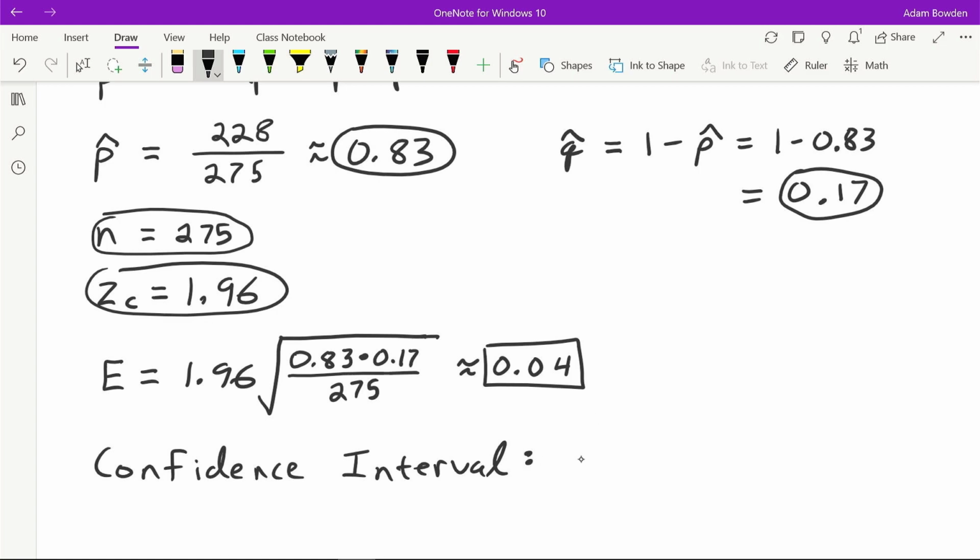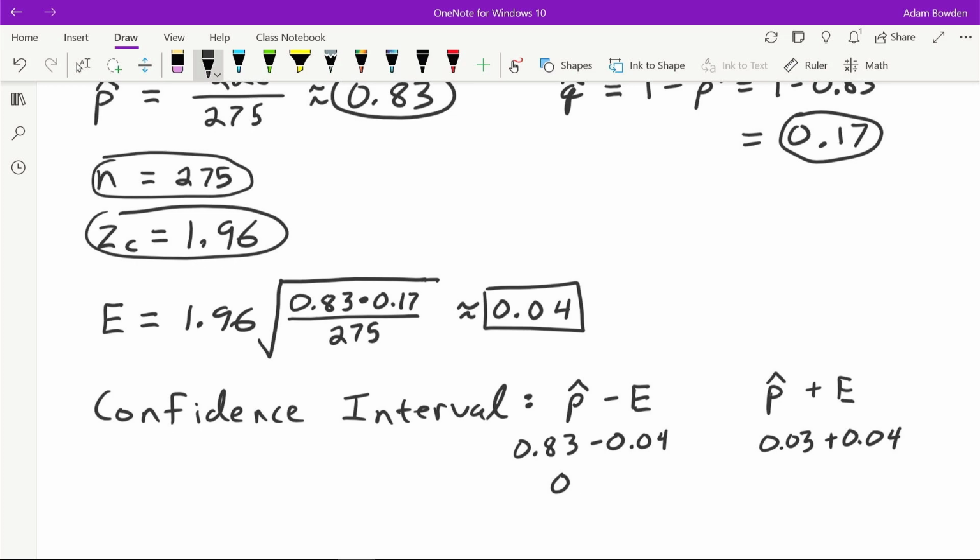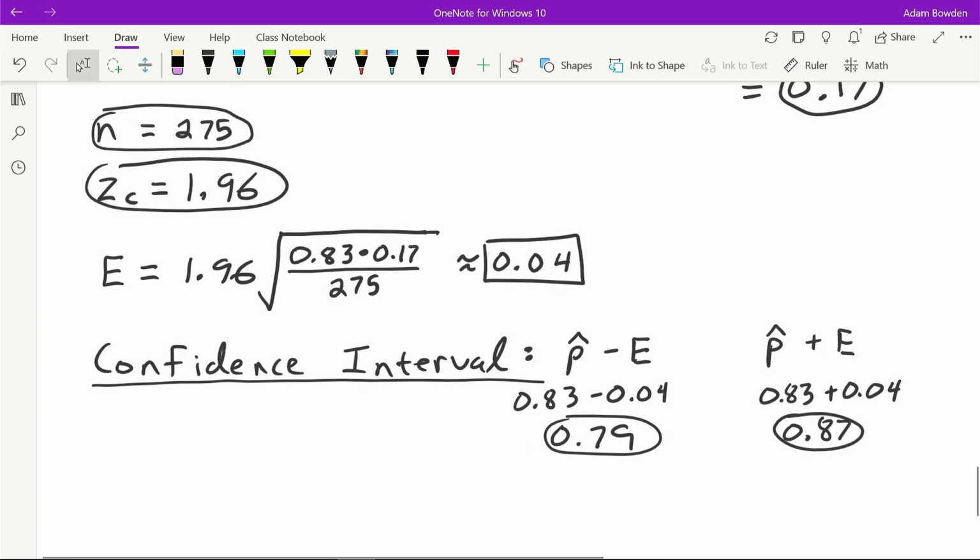We're going to take our sample proportion, p hat, we're going to subtract the margin of error and add the margin of error. So 0.83 minus 0.04 and 0.83 plus 0.04. That'll give us numbers of 0.79 and 0.87 for the lower number and the larger number in the confidence interval. So that allows us to say that the confidence interval could be stated as 0.79 less than mu less than 0.87.